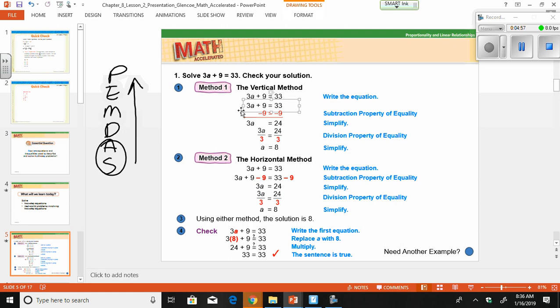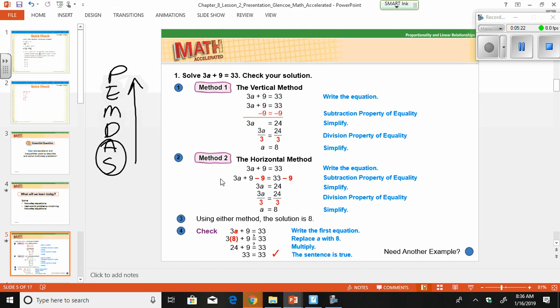If you do it to one side, you do it to the other, and you're left with 3a equals 24. Now we need to get a by itself, so we divide by 3 on both sides. We get a is equal to 8. You can do it the horizontal method, which is the way that you see it most often in a book, and maybe that makes more sense to you. You can most certainly do it that way, but I do want to see either method 1 or method 2.